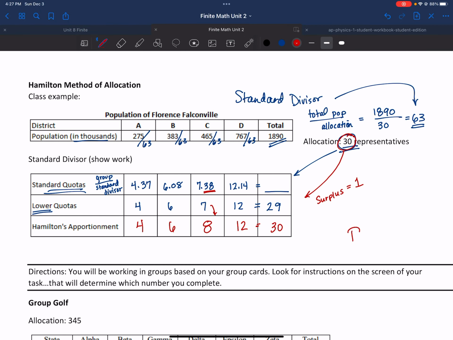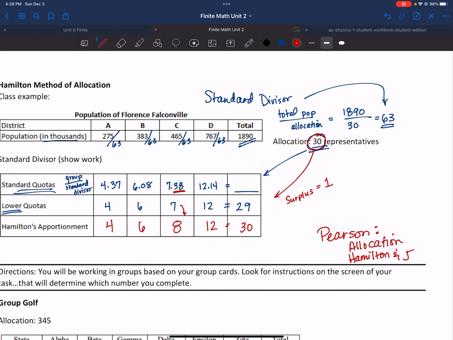On Pearson, there are two assignments you're going to do. One is called allocation, and the other one is called Hamilton and Jefferson. And I would wait on the Hamilton and Jefferson until we go over the Jefferson. But what they want when you actually answer those questions, they want just this last piece. When they ask you for the allocation, they just want the whole numbers at the end. We kind of use a couple intermediary steps just so that we understand what's going on. But Pearson just wants the answers.